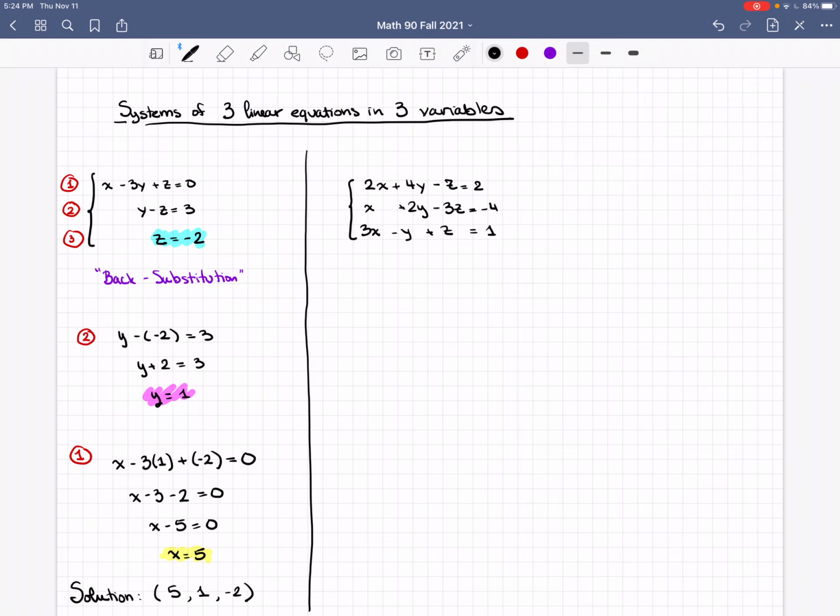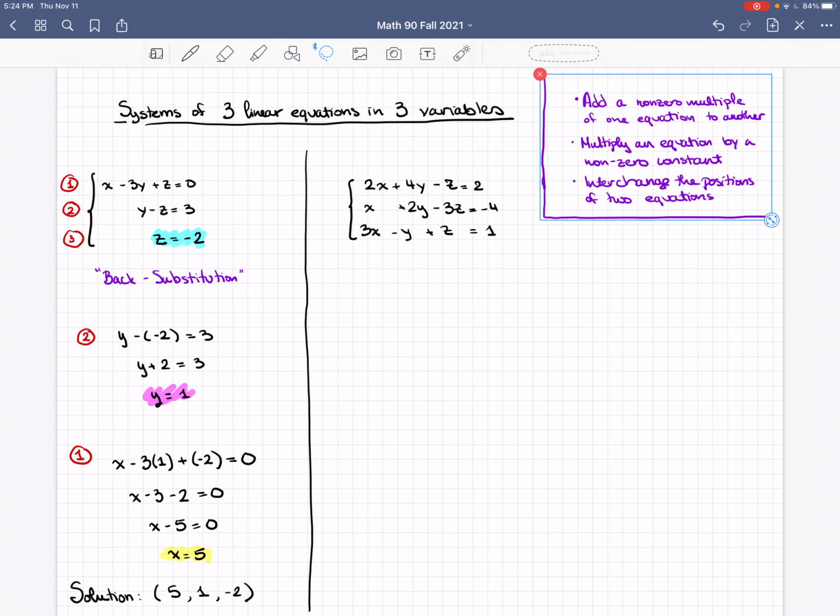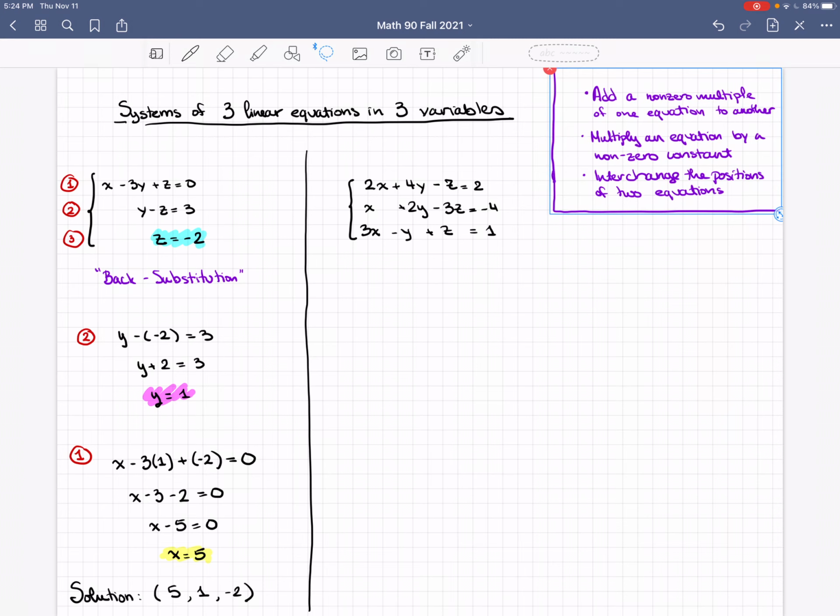To do this, we should have some ground rules, things that are permissible when it comes to the process of putting a system into triangle form. So I wrote those out, and I saved them so that I could enter them at the correct moment. So here are the permissible things to do.